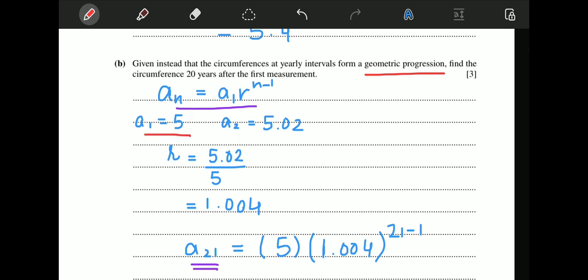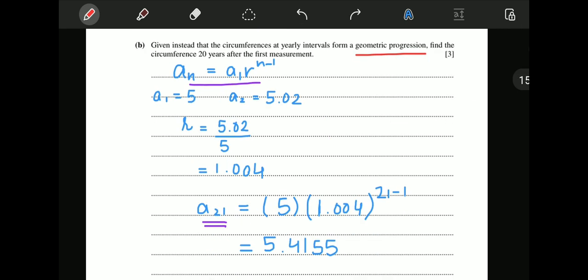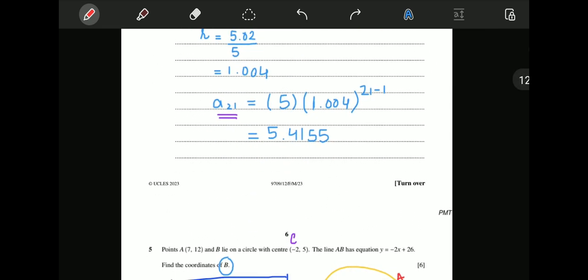A1 was 5, A2 was 5.02. Now instead of common difference, we'll find the common ratio. So that is 5.02, second term divided by the first term. This will give you 1.004. A21 is going to be A into r to the power n minus 1. So solving this all will give you this. Okay. That's it.